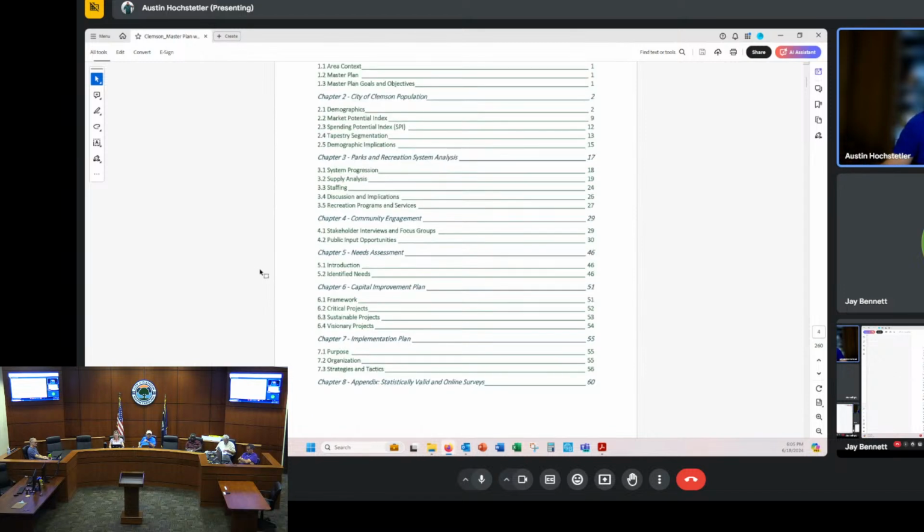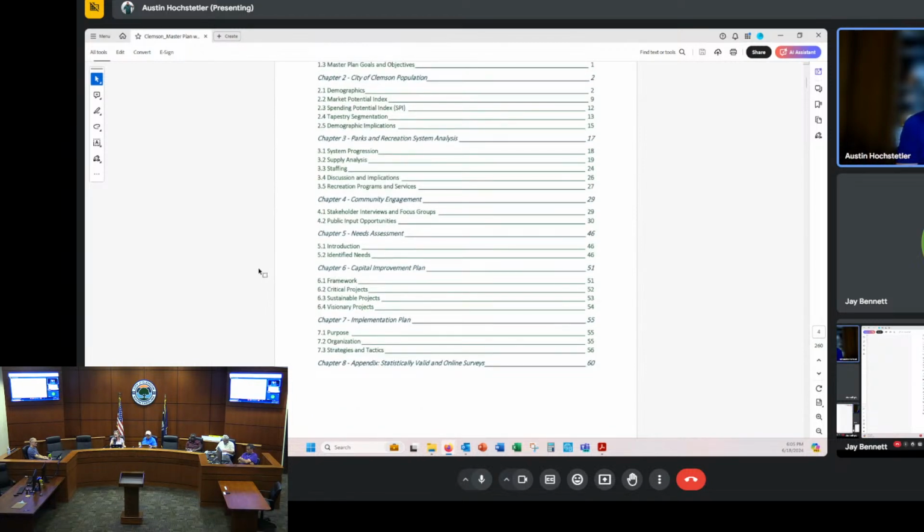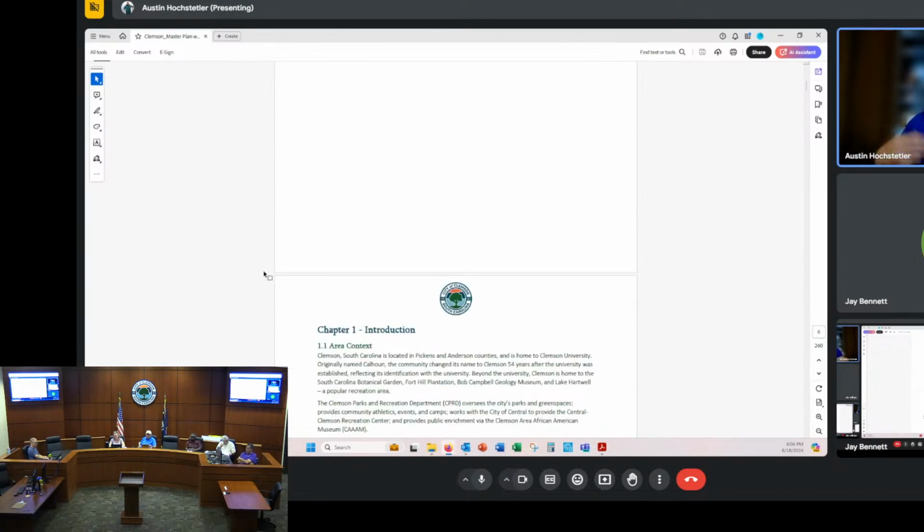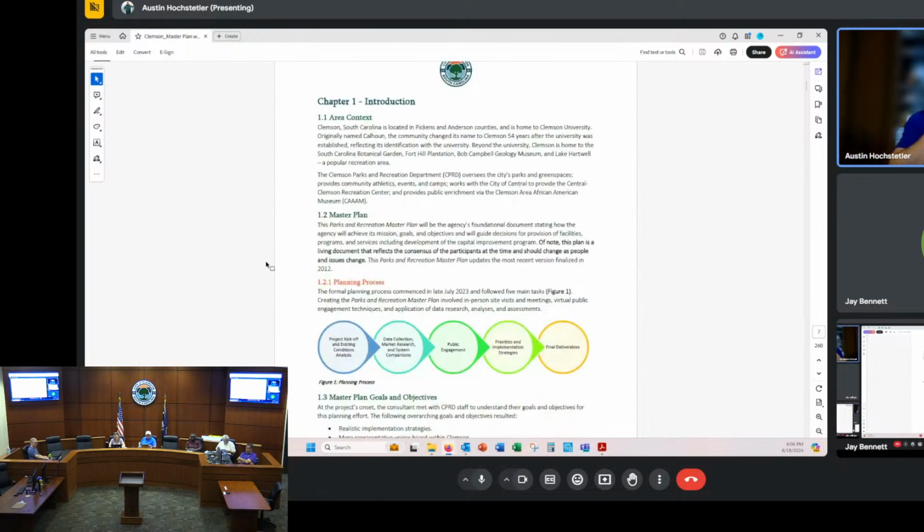And then chapter 7 is how you implement all the action strategies, in one place, that are provided in this plan document. The last chapter is the appendix, which is the full statistically valid survey report, which I'm sure you probably browsed through. That's pretty long. And then also the online survey results, which is the survey that anybody could self-select to participate in. You also see a couple of placeholders here for endorsement letters and/or approval letters from both yourself and council.